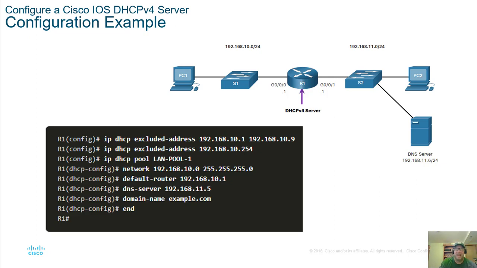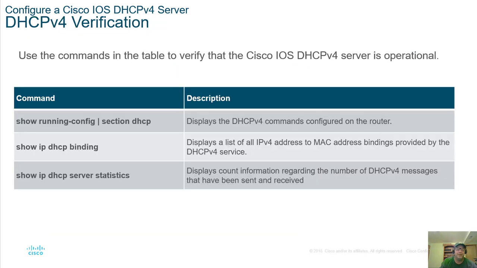Once an address is passed on, a binding is created, and the DHCP server will not pass that address again to anyone else. Remember, duplicate addresses, very, very bad. One of the parts of DHCP service is that it doesn't send out duplicate addresses. Okay, so keep that in mind.